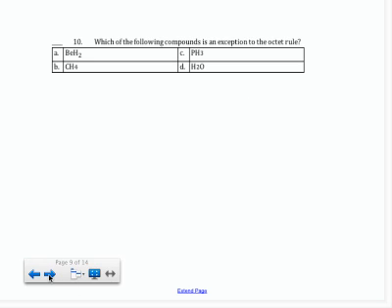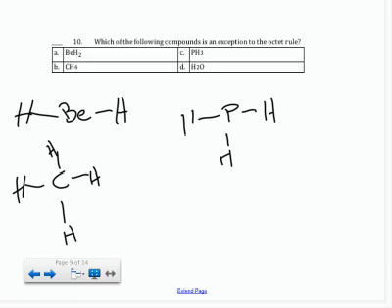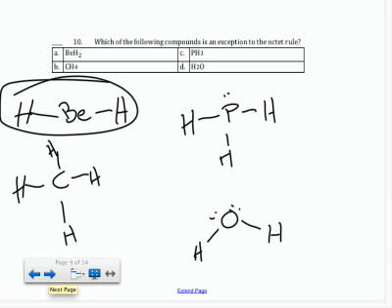Which of the following is an exception to the octet rule? Well, you could figure this out by drawing out the Lewis structures. Beryllium hydride, BeH2, only has 2 bonds on it. And if you did the math out, you'd find there's no lone pairs. CH4, 4 bond pairs, that's a complete octet. PH3 has 3 bond pairs and a lone pair, that's 8 electrons. And then water has 2 bonds and 2 lone pairs, that's 8. So the only one that's not an octet is BeH2 here.